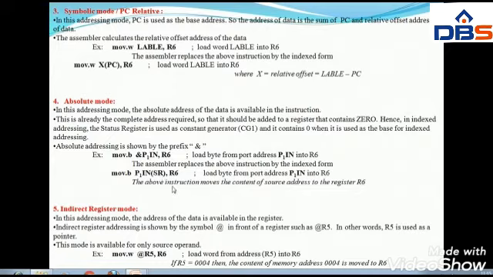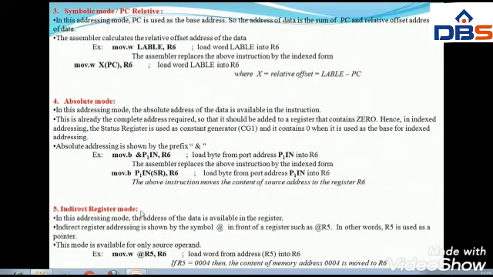Here, see, the above instruction moves the content of the source address to the register R6. Here the source address is moved to R6. That means the data we require can be found at an absolute address, and it will be placed in the R6 register.